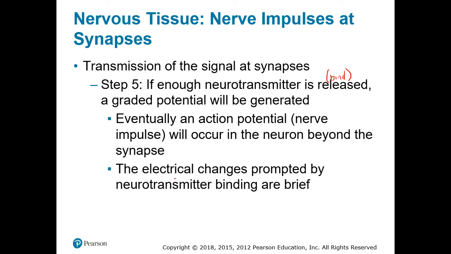Now, these electrical changes prompted from the neurotransmitter binding are very brief. Impulses are sent continuously, rapidly, every single second. You're getting impulses and you're deciding what to do. So these are very quick, brief reactions.